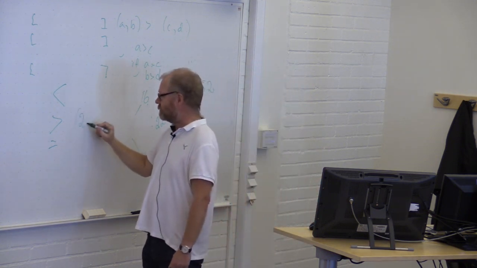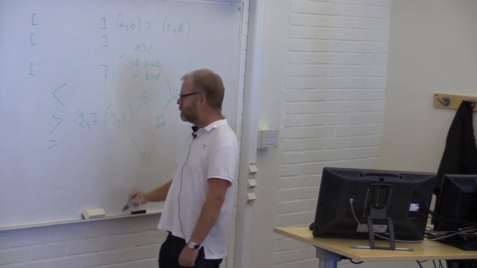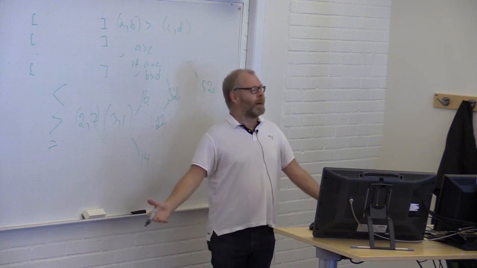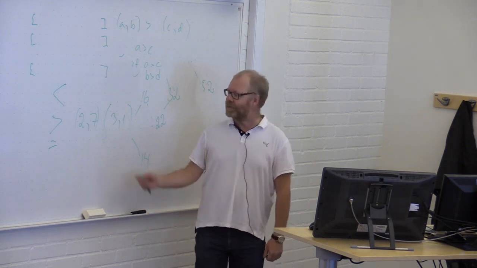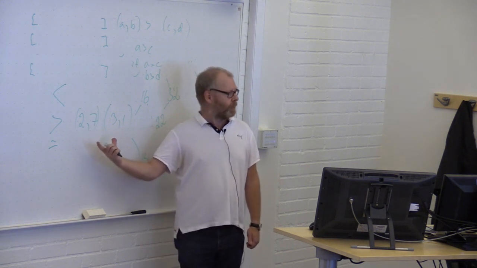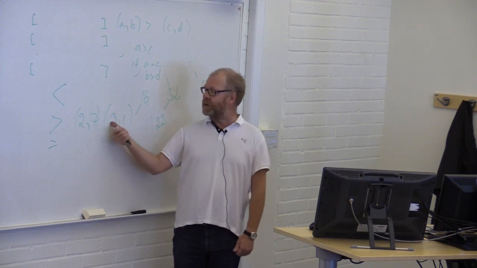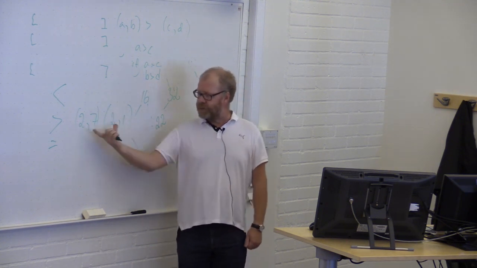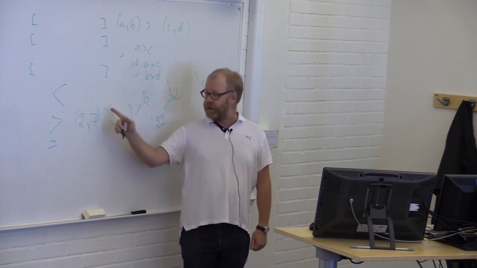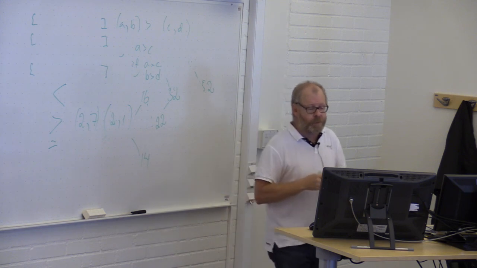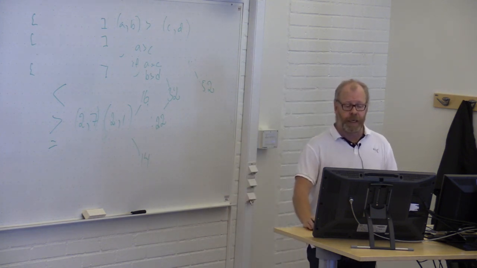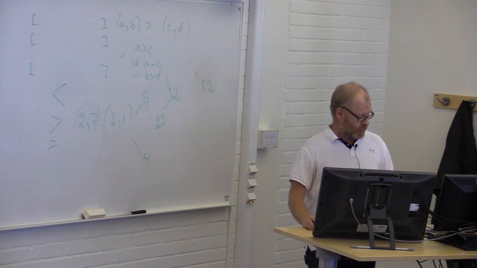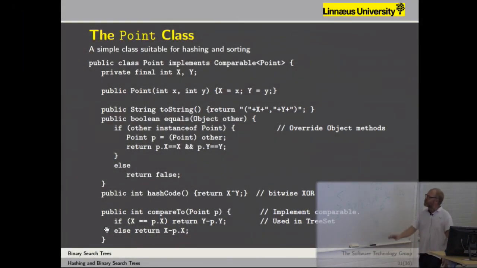So which one is larger of these two, according to my definition of larger? I said the first important number is the first number, so I start by comparing them. If this one is larger, then I say this one is larger. In this case, the first number is equal, so I start to compare the second one, and then I say that this one is larger. This is what I'm doing down here. I'm encoding it and saying, if they have the same x values, then I'm comparing the y values. Otherwise, I'm comparing the x values. Anyway, this is my definition of how to compare two pairs of numbers.